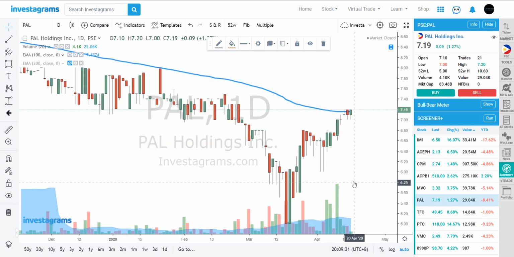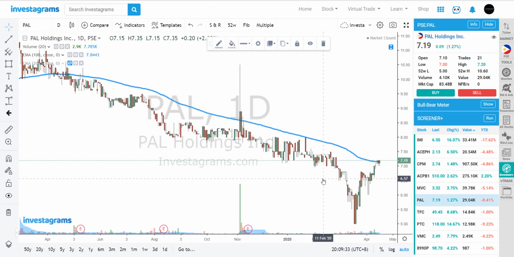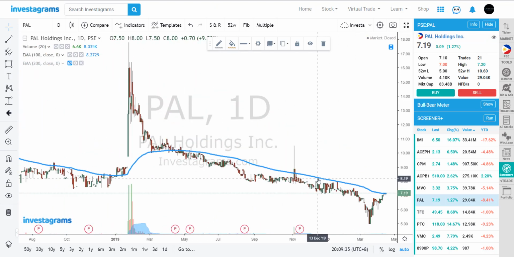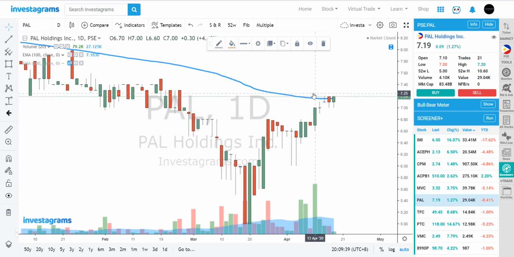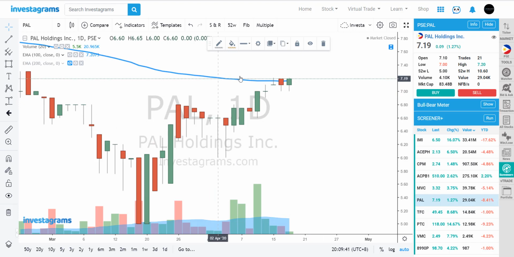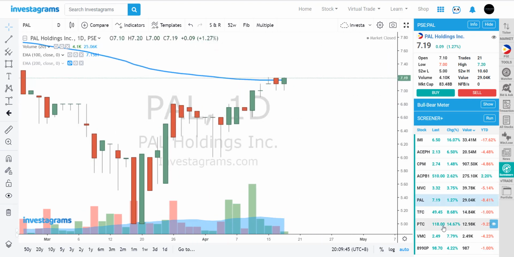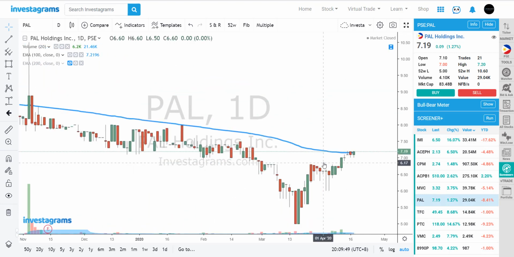PAL, interesting. PAL is one of the stocks that were hit by COVID because it's an airline, of course, but you can see here that, wow, it's slowly hovering near or above that 100-day EMA. Okay, so these are mainly the lists that came out, right? These are the stocks that hit that price crossover above that 100 EMA during the last trading day.